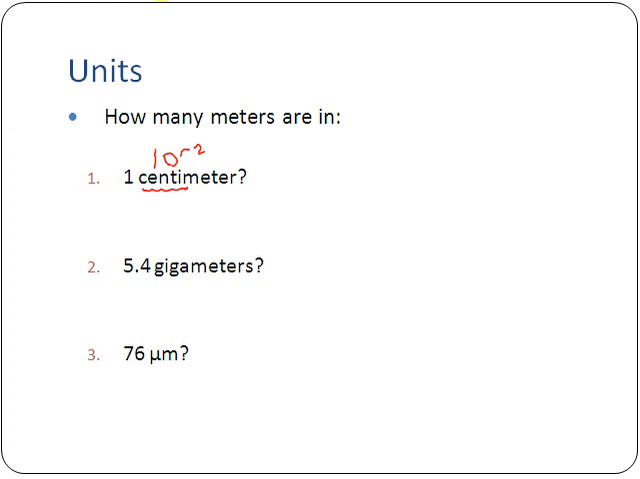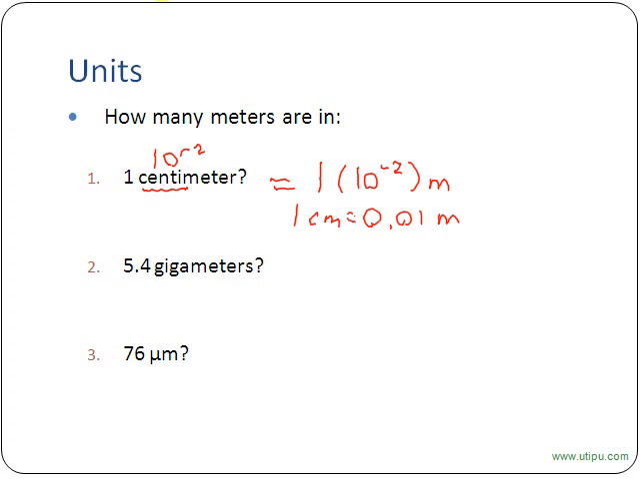So what we can do, if we want to figure this out, is basically do a substitution. We would say 1, but instead of centi in there, we'll put in the number, 10 to the negative second meters. Okay? 1 centimeter is 1 times 10 to the negative second meters. 1 times 10 to the negative second, well, that's just 0.01 meters. So 1 centimeter is equal to 0.01 meters.